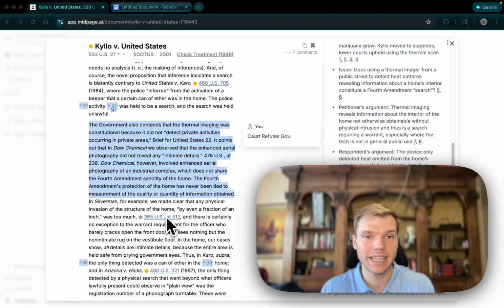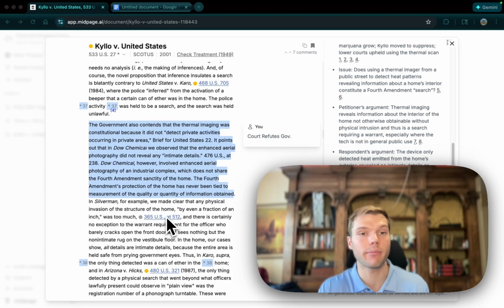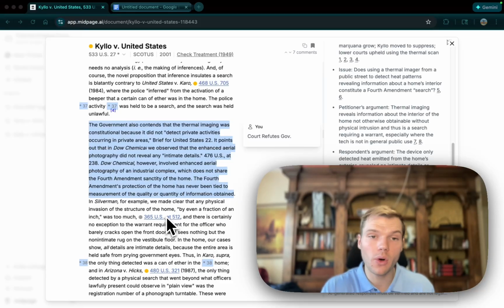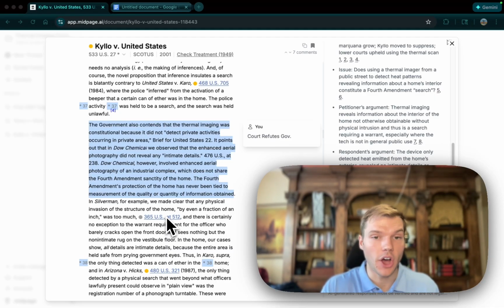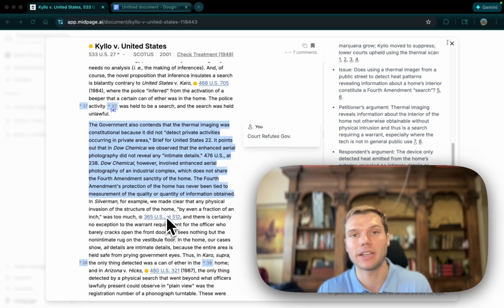The government also contends that thermal imaging was constitutional because it did not detect private activities occurring in private areas. It points out that in Dow Chemical, that would be a past case, a previous case of the Supreme Court, we observed that the enhanced aerial photography did not reveal any, quote, intimate details. Dow Chemical, however, involved enhanced aerial photography of an industrial complex, which does not share the Fourth Amendment's sanctity of the home. The Fourth Amendment's protection of the home has never been tied to measurements of the quality or quantity of information obtained. It's about the home, full stop.